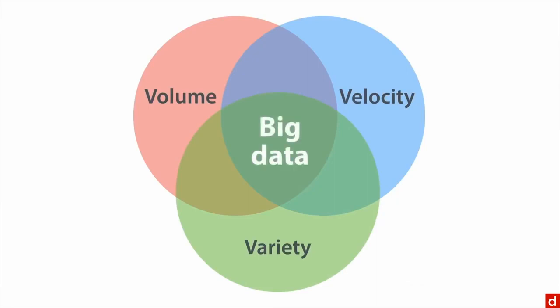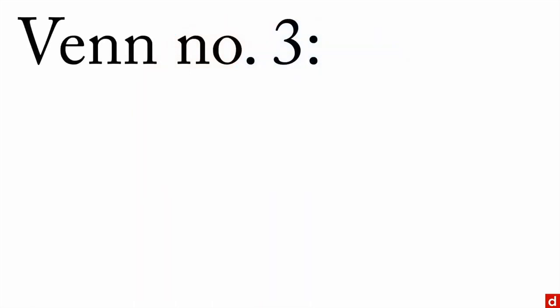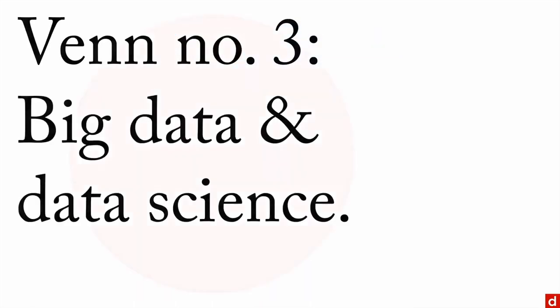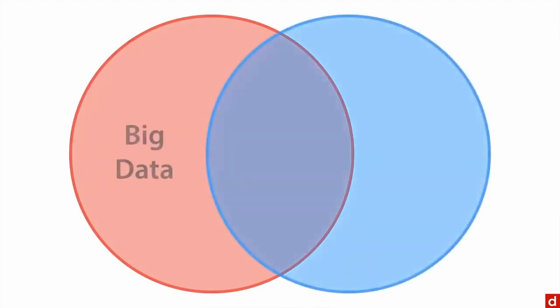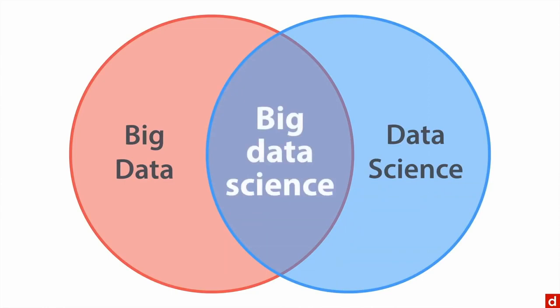Now, we can also combine these 2 if we want in a third Venn diagram we call big data and data science. This time it's just 2 circles with big data on the left and data science on the right. And the intersection there in the middle is big data science, which actually is a real term.